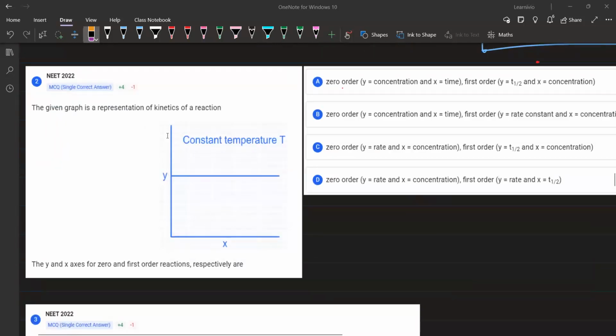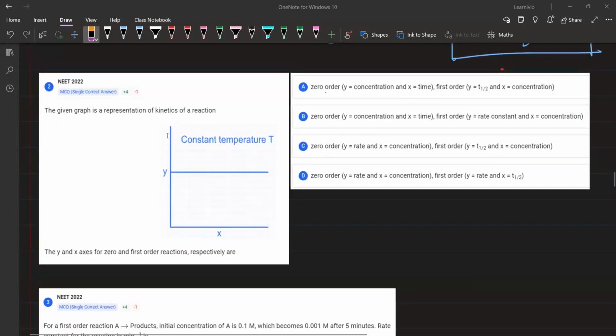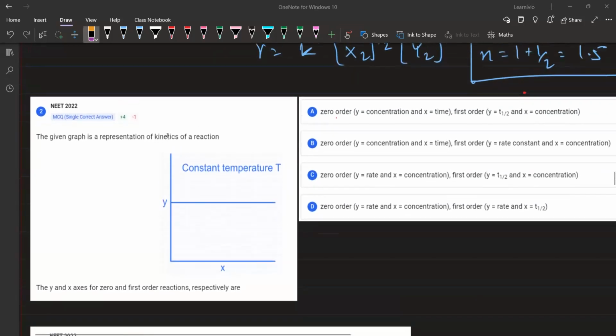So this particular question is just a graph. You have to choose the x and y axis. Okay. A bit of a new type of question, but the theory part, or the content, is not new.